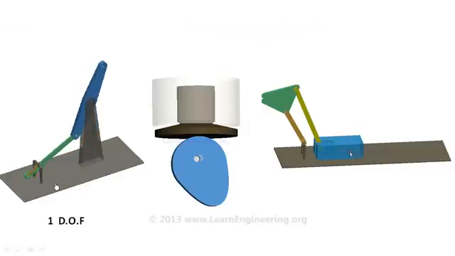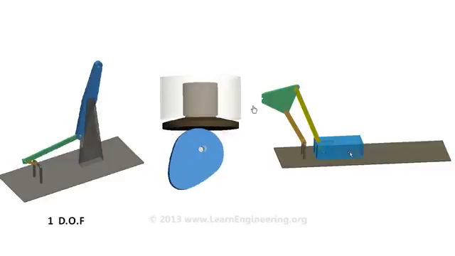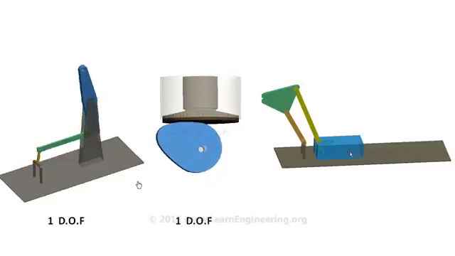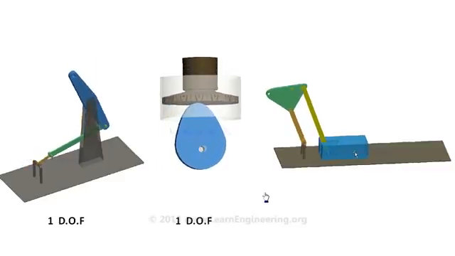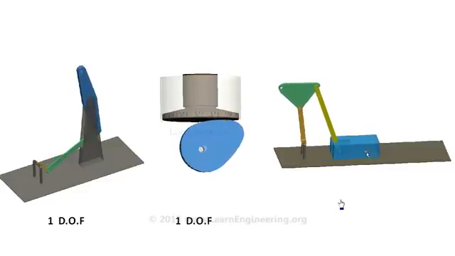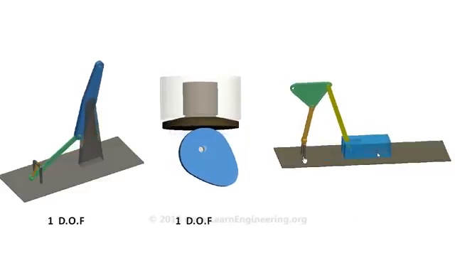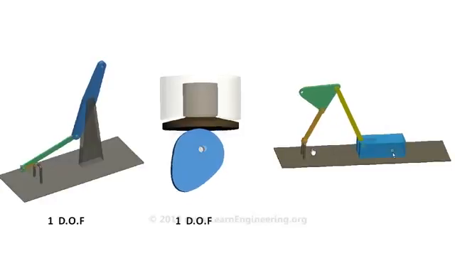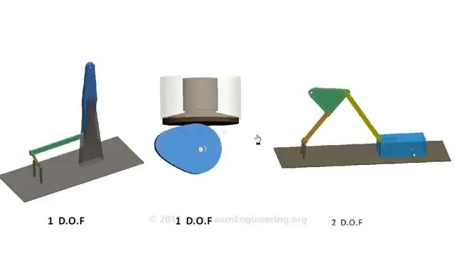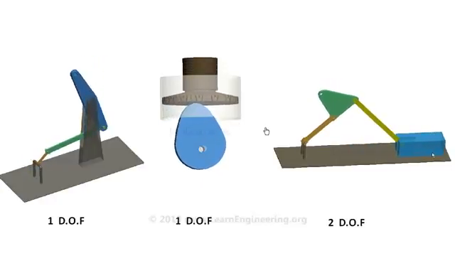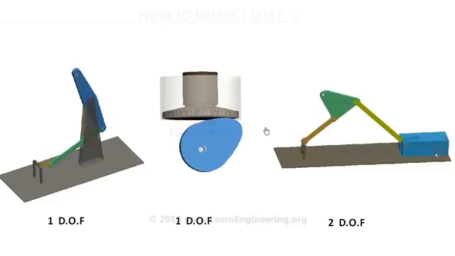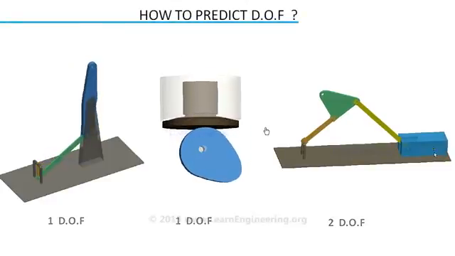Similarly, degree of freedom of this cam and follower mechanism is also 1. But to determine position of the slider crank mechanism, we should know angle or displacement of at least 2 members. So here degrees of freedom is 2. In this video we will learn how to predict degrees of freedom of a mechanism.